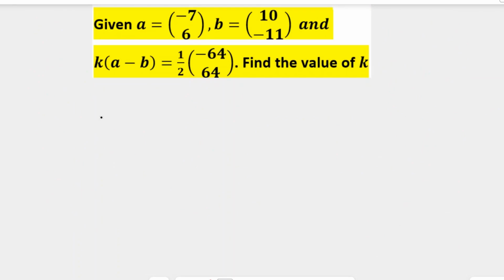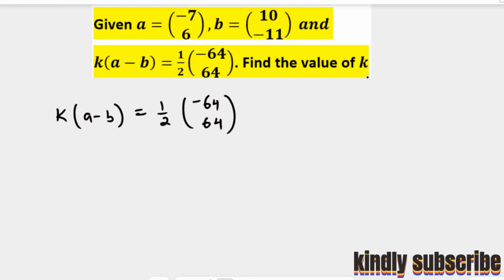Another interesting question. You have the vectors a, b, and we have this vector equation: k multiplying a minus b is equal to half multiplying the vector negative 64, 64. That is the vector equation. Now we have to do substitutions here. We have to find the value of k.